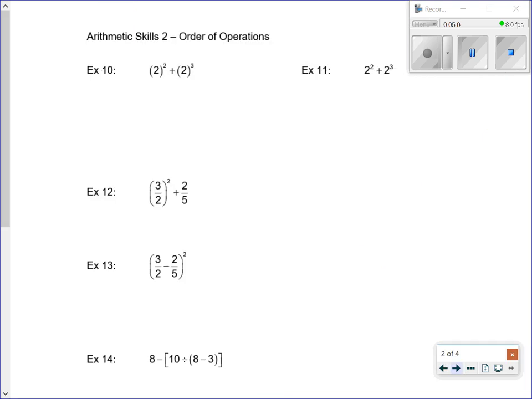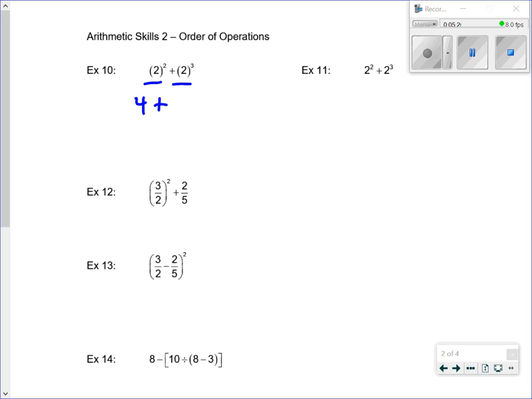Okay? The ones on the back are just a little more complex. They're not really particularly hard, although we know we love fractions. Just a little bit more steps to them. So example 10, I have two things that have exponents on them. So I'm going to do both of those things right at the same time. I'm going to do 2 squared, which is 4.